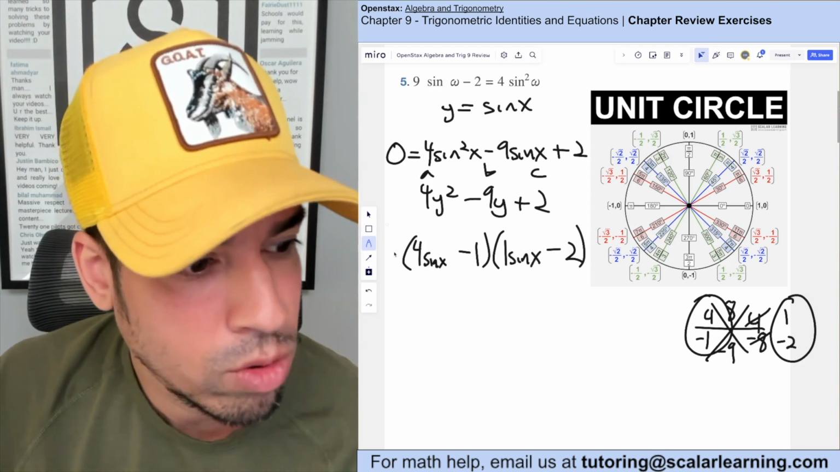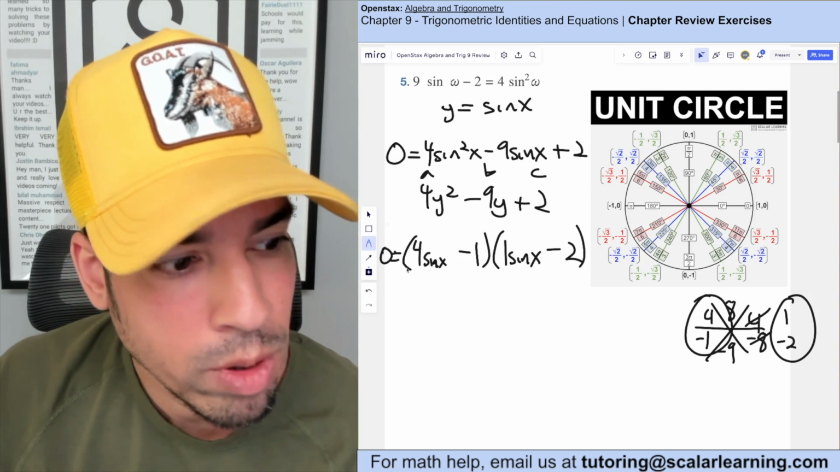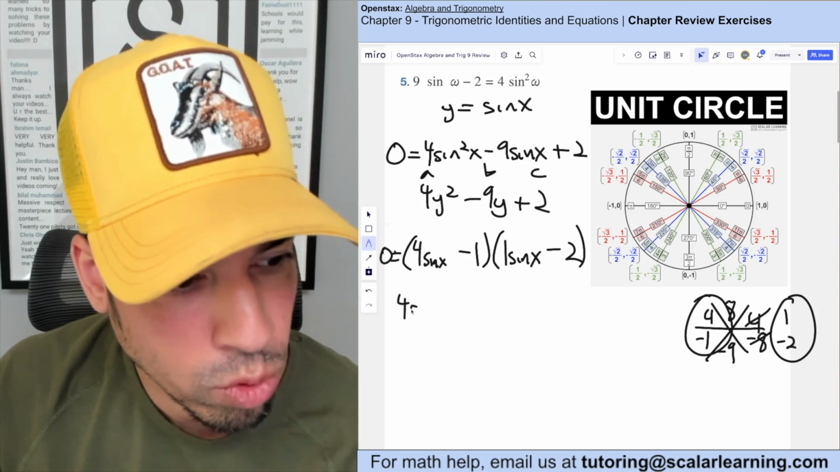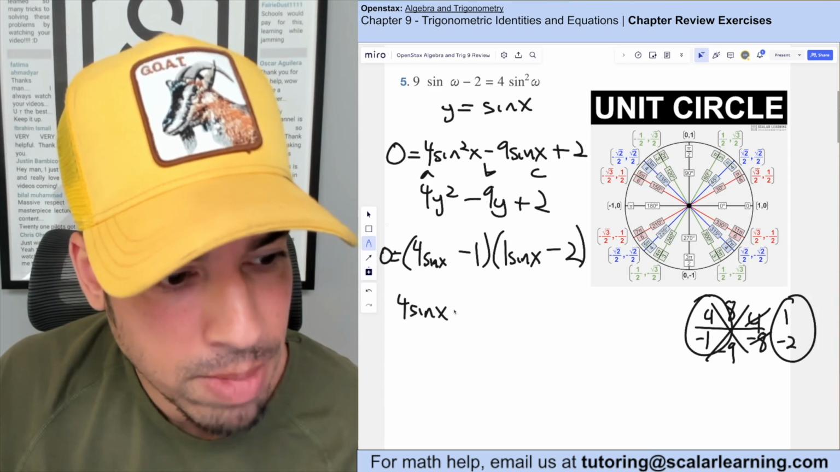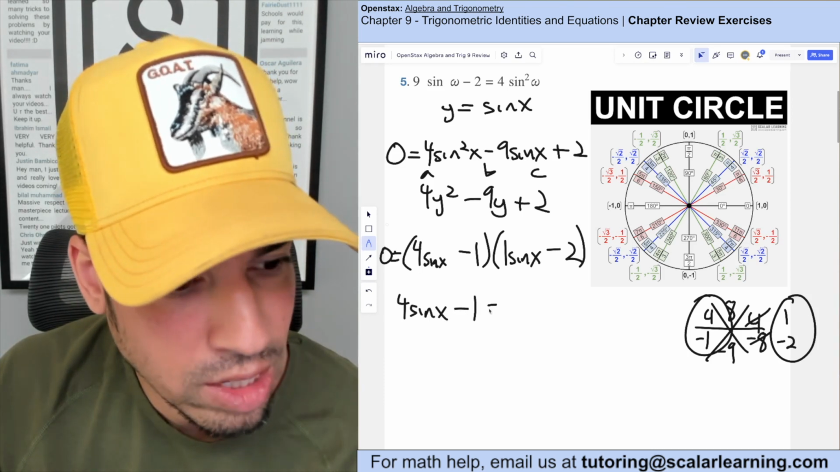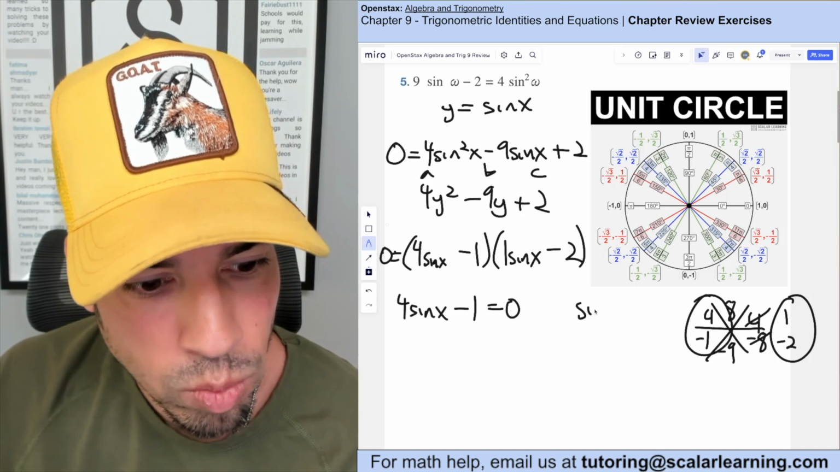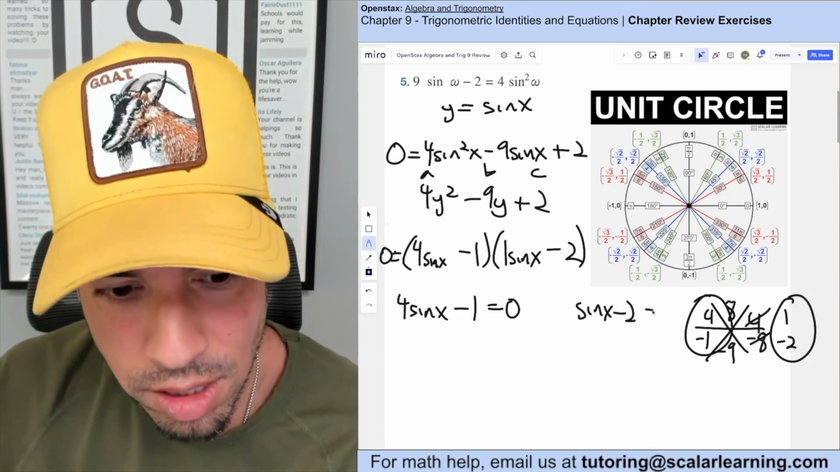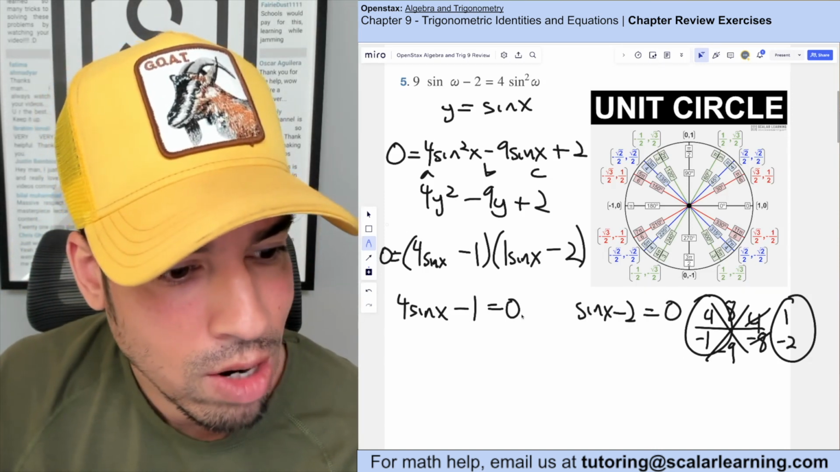And this is all equaling 0, right? So what we really have now is two equations. We have the first equation when this quantity, 4 sine of x minus 1, equals 0. And we also have this when 1 sine of x minus 2, or just sine of x minus 2, equals 0. So now I'm going to solve both of these.